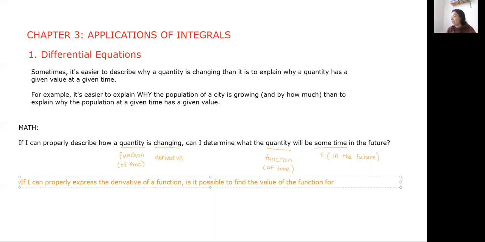Now, I'm not specifying which value of t, I'm just saying sometime in the future. And so I'm going to say, is it possible for me to find the value of the function for any value of t? Okay, and so this is the problem that we're going to start working on today. Do I have any questions, or is this clear for now?